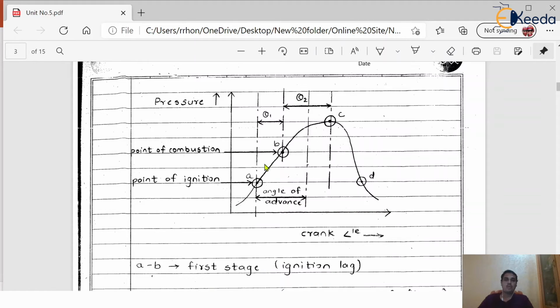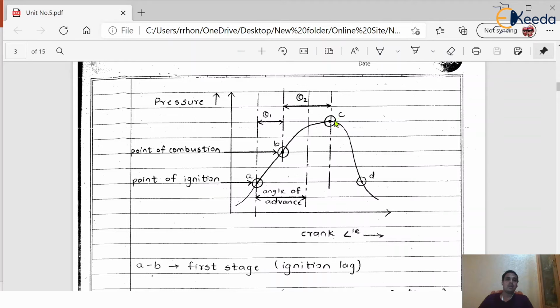So always remember, dear friends, A to B is the first stage, B to C is the second stage, C to D is the third stage. First one is the ignition lag. The lag is because of the point of ignition and the actual point of combustion. That lag is called the ignition lag. B to C is the propagation of flame. As the flame moves forward, the air fuel mixture will get burned. That is called the propagation of flame.